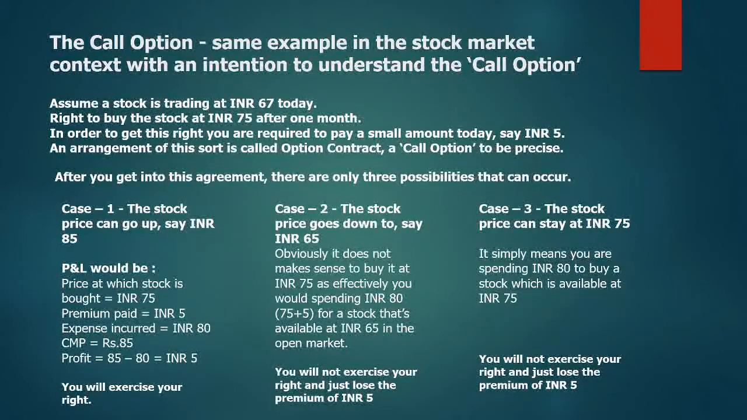In case 3, where the market price is 75, it simply means that you are spending 80 rupees to buy a stock which is available at 75. I mean to say, it is in an equilibrium position. Either he exercises his option and buys it at 75, with total cost 80, or he purchases from the current market, for which he'll have to pay 75. But however, he has paid a premium of rupees 5, and therefore his total cost will be 80.